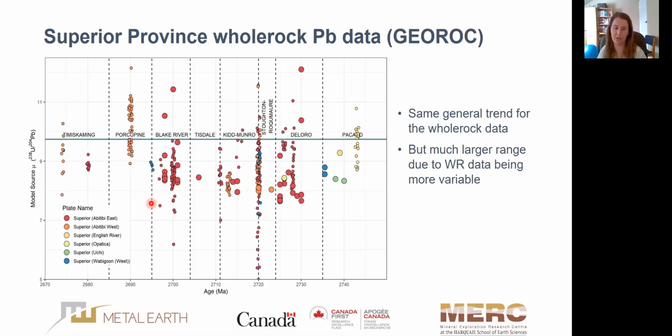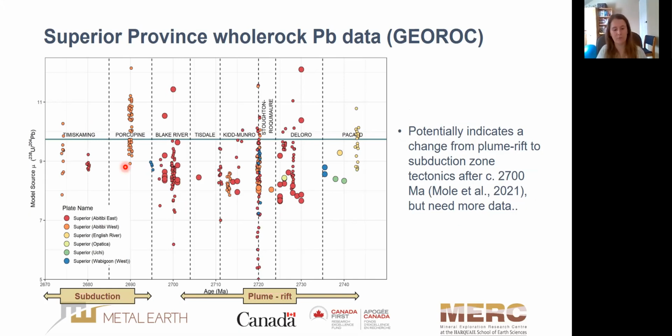I've also plotted up all the whole rock Georock data here. Remember, these are whole rock samples, so they're less reliable than the ore samples, and that's why there's a much broader range, much more than the ore data. But again, generally this is the same trend of increasing mu through time. And an interesting interpretation from David Moll's work is that leading up to 2695 million years ago, the region is dominated by plume rift tectonics, and then leading eventually to subduction zone tectonics after this time period. So this lead isotope data is broadly consistent with that interpretation at around this time. And here, for example, we see a much more crustal or orogenic signature in the whole rock data, which would be consistent with more subduction zone type tectonics.